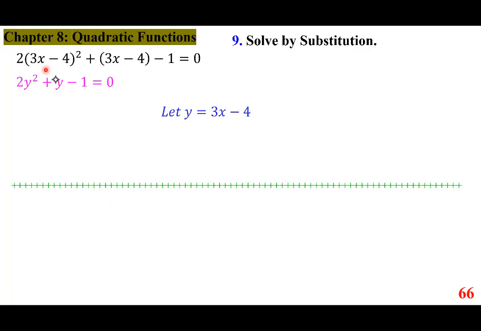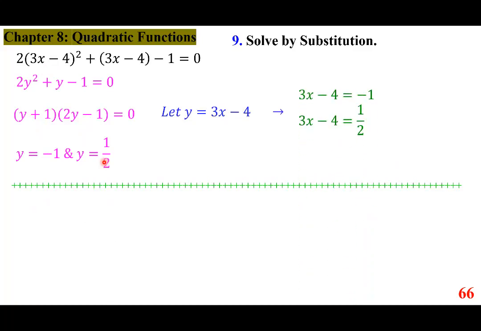You can easily factor it into y plus 1 times 2y minus 1, and set it equal to 0. y becomes -1, y becomes 1/2. Now remember, what is y? 3x minus 4. So we set 3x minus 4 equals -1 and we solve it. Also 1/2 and we solve it. So these are the two equations that need to be solved. I'm assuming everybody is okay with that.